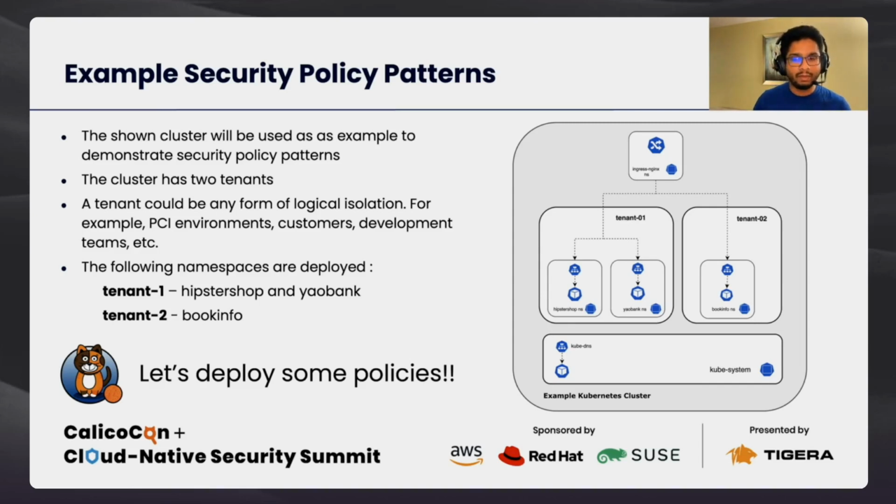Now, a tenant could have one or more namespaces. So for example, in this cluster, tenant 1 has 2 namespaces, Shop and Yaobank, and tenant 2 has a single namespace called Bookinfo. Okay. Now the applications in these tenants are exposed using an ingress controller in the ingress-nginx namespace. Right? So hopefully this cluster is similar to your environment. Of course, you could horizontally scale, you can have more tenants, more namespaces, but the pattern hopefully is similar to your environments. Okay.